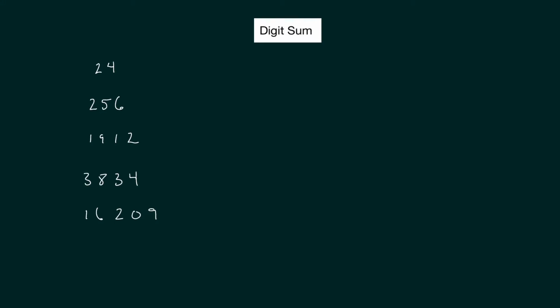All right, digit sum, digital root, and the Vedic 9-point circle. So let's go over digit sum to start off with.